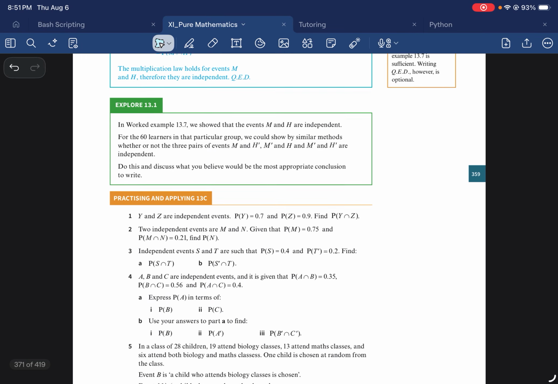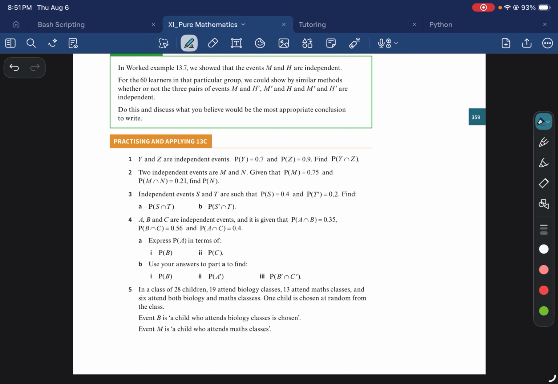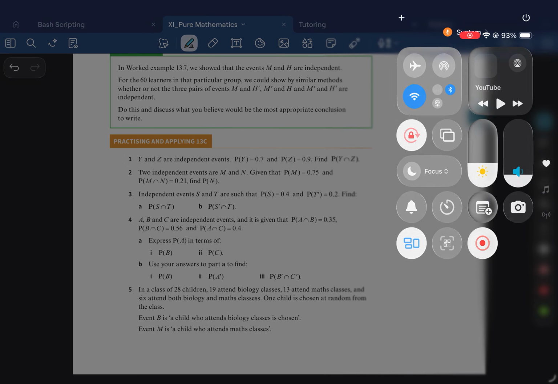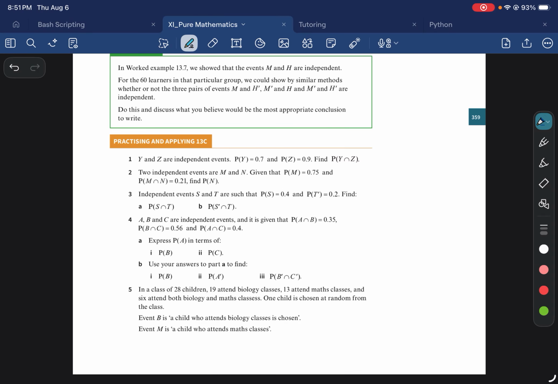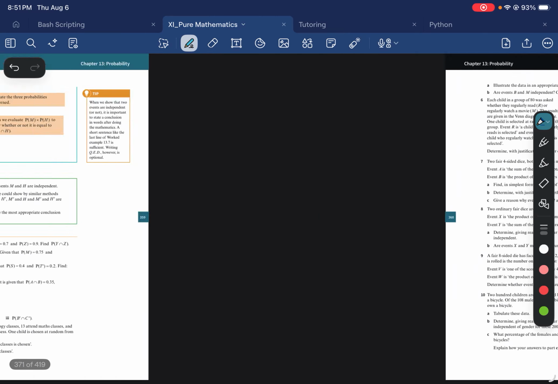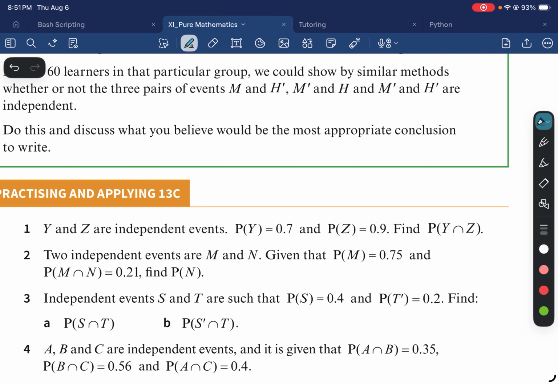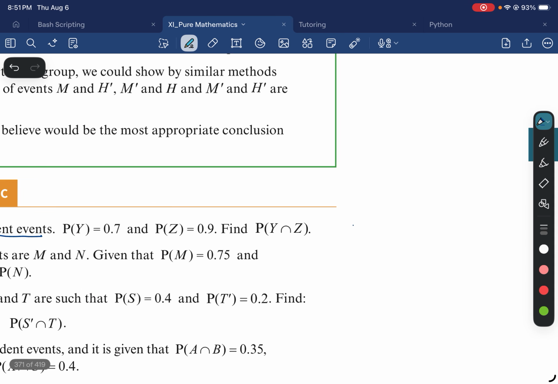And now we are going to move on. So this one is a combination of most topics that we have discussed in this chapter. So basically, not a lot of theory to do here, we're just going to go through the questions. All right, Y and Z are independent events. So what does independent event mean? By definition, if Y and Z are independent, then their intersection is P(Y) multiplied by P(Z). That is the formal definition of independence. So you just multiply these two.